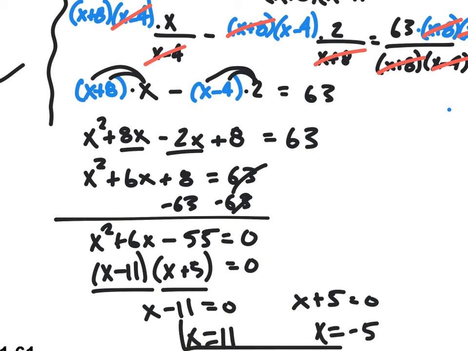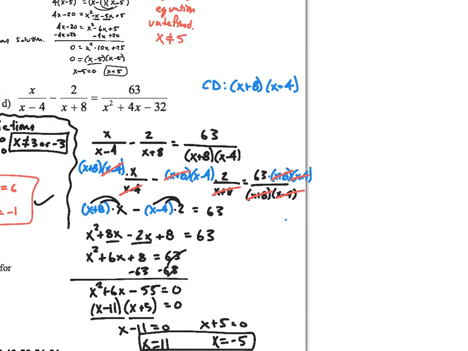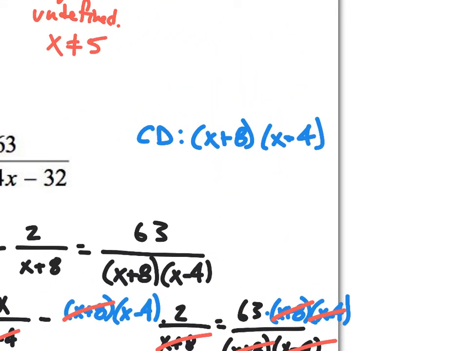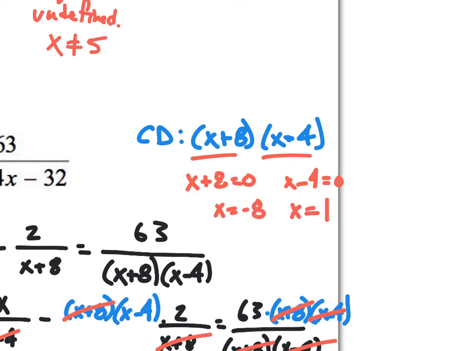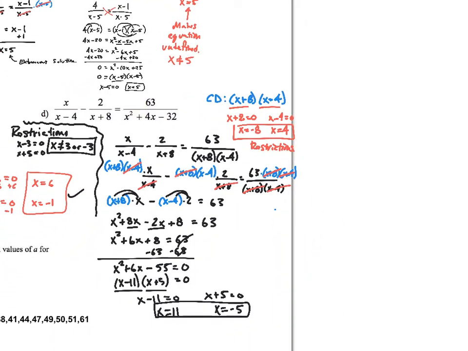Now we need to think about our restrictions. We didn't do that. So for our restrictions, take our denominators and set those equal to 0: x plus 8 equals 0 and x minus 4 equals 0. You get that x is equal to negative 8 and x is equal to 4. These are my restrictions, because your denominators can't be 0. Because our answers didn't hit any of our restrictions, we're good. These are our answers. Kind of nice.